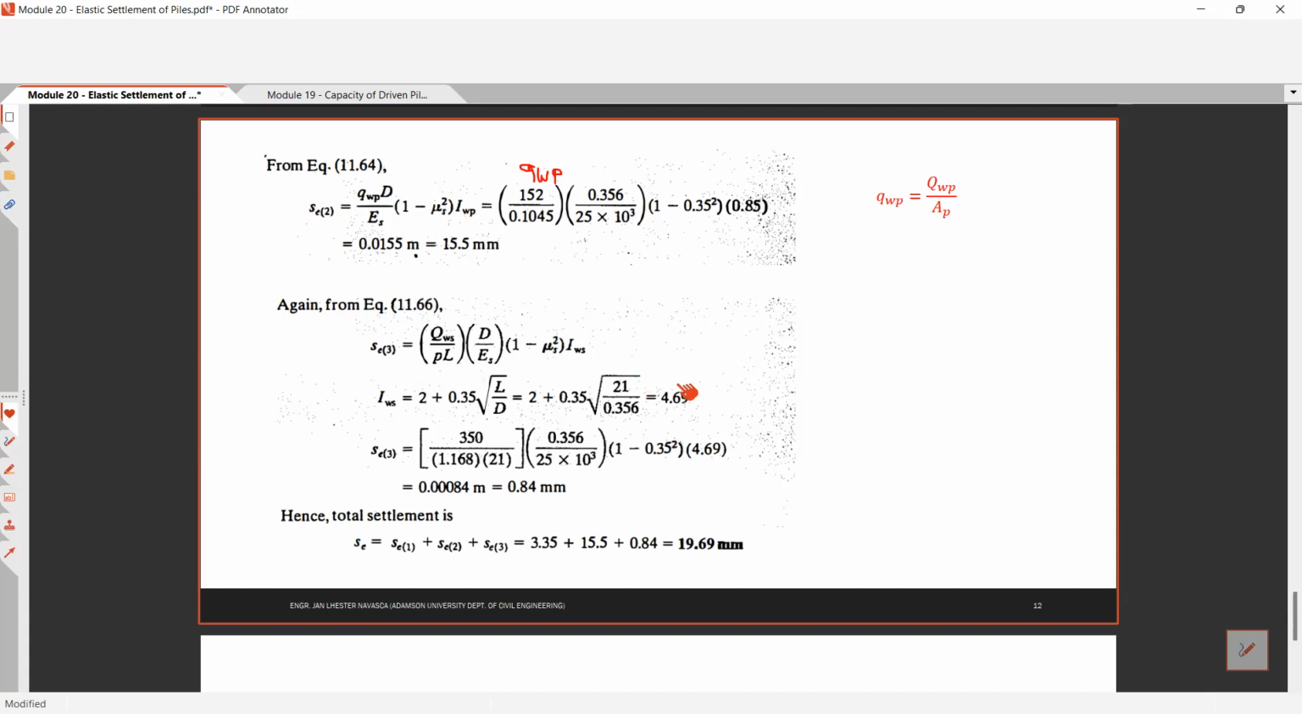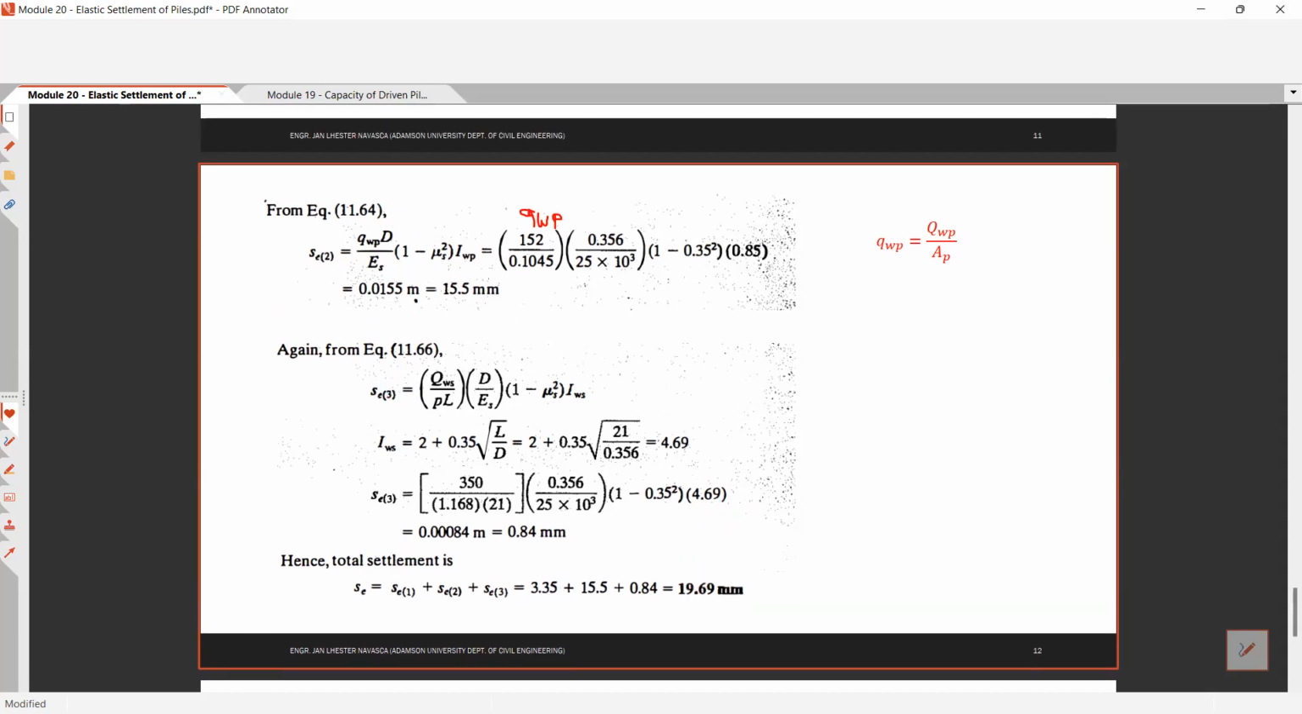Okay. So plug in mo tong value na to dito sa equation SE3, you have 0.0084 meters. Okay. And 0.0084 meters is approximately equal to 0.84 millimeters. Hence, the total settlement is the sum of SE1 plus SE2 plus SE3. Therefore, that is 3.35 plus 15.5 plus 0.84. Therefore, the total settlement in the pile is 19.69 millimeters. Okay. So, do you have any question for elastic settlement of piles? Any clarifications?